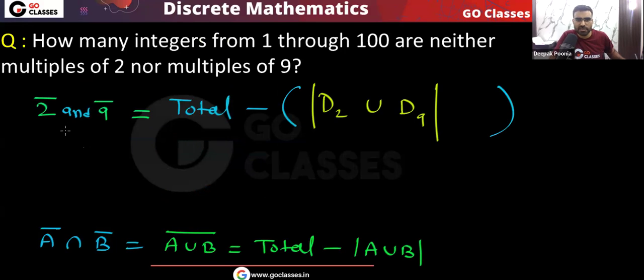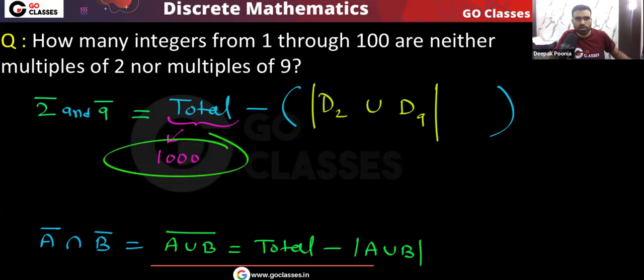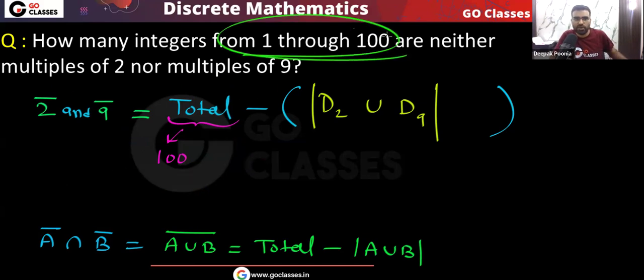Now, what will be the answer here? What is the total? Total is 100, from 1 to 100, both inclusive. By default, it will be inclusive. When I say from A to B, by default you have to consider A, comma B also. So you can see total 100 are there from 1 to 100. So this is total minus.